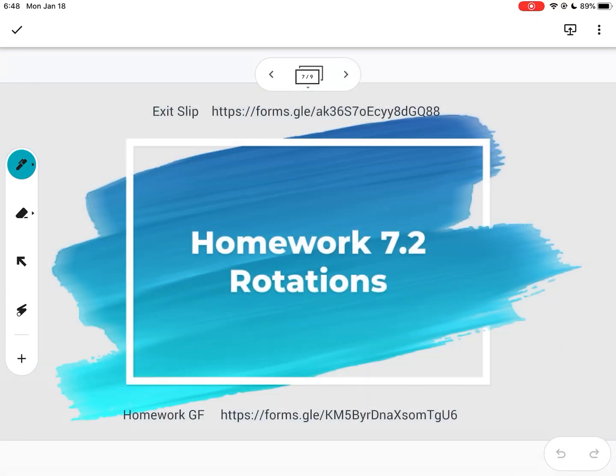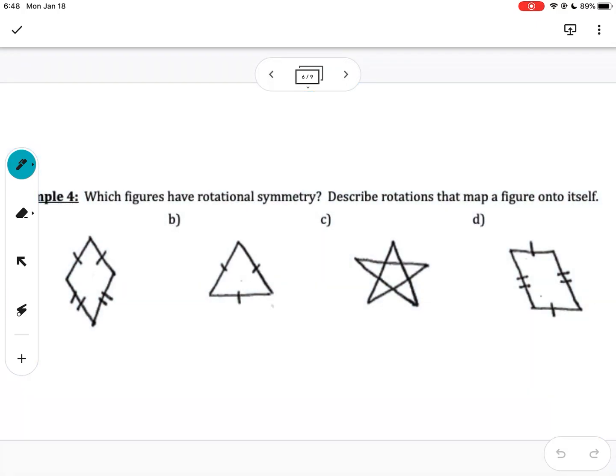All right, the last thing we're going to talk about here is rotational symmetry.